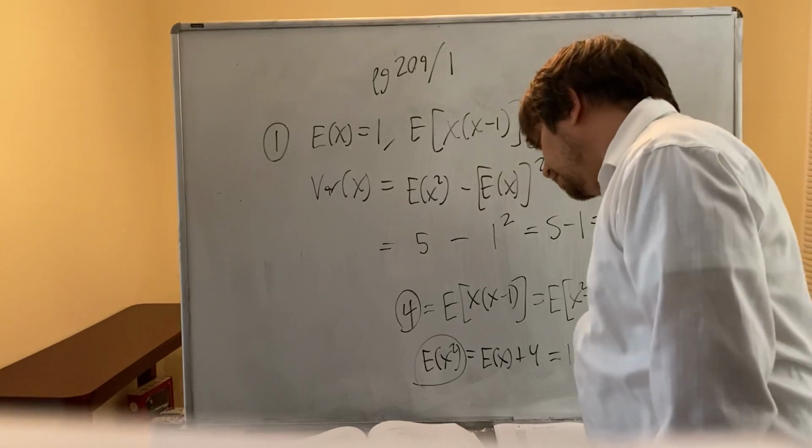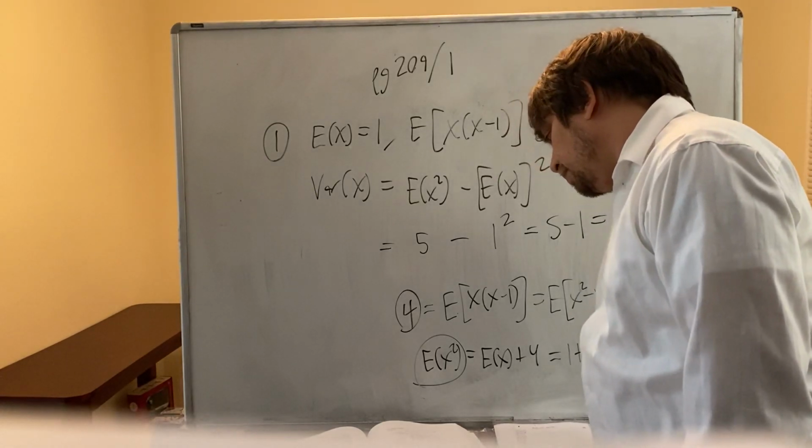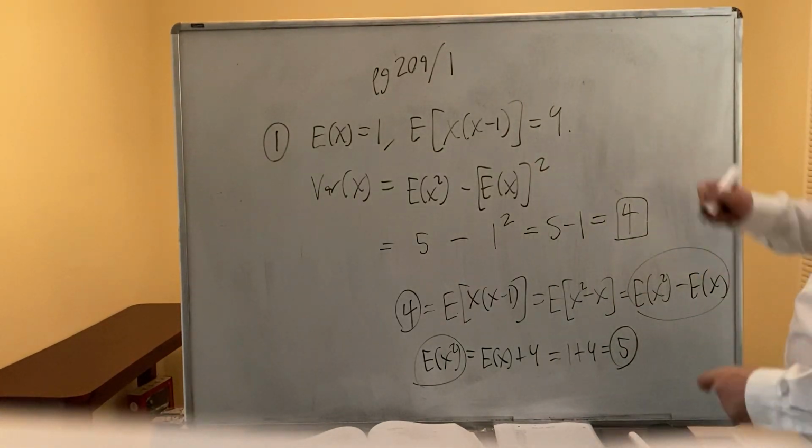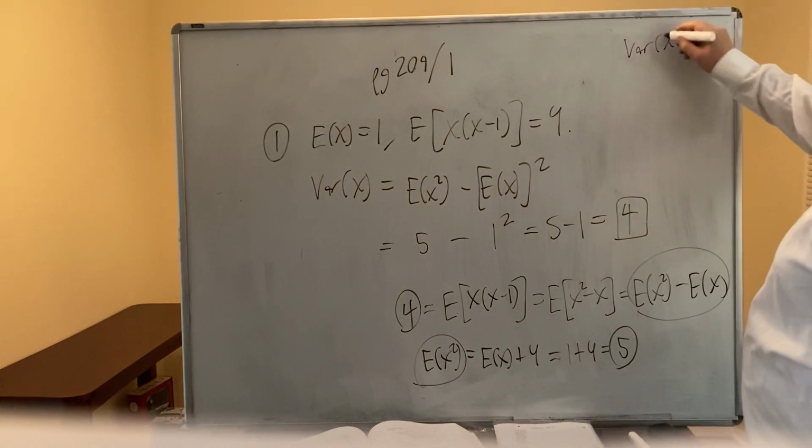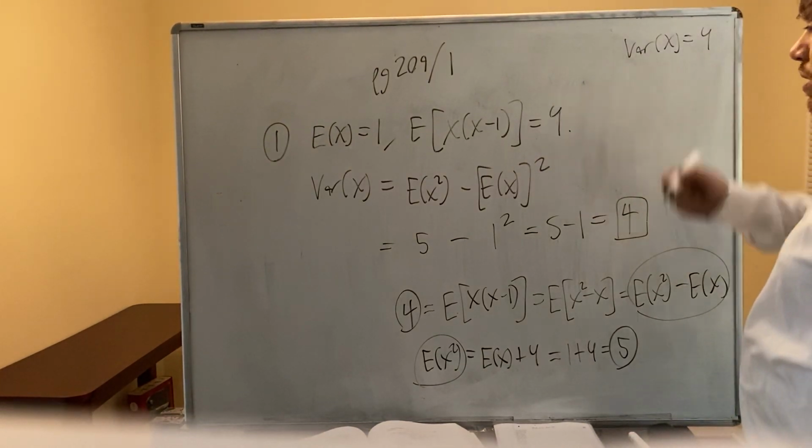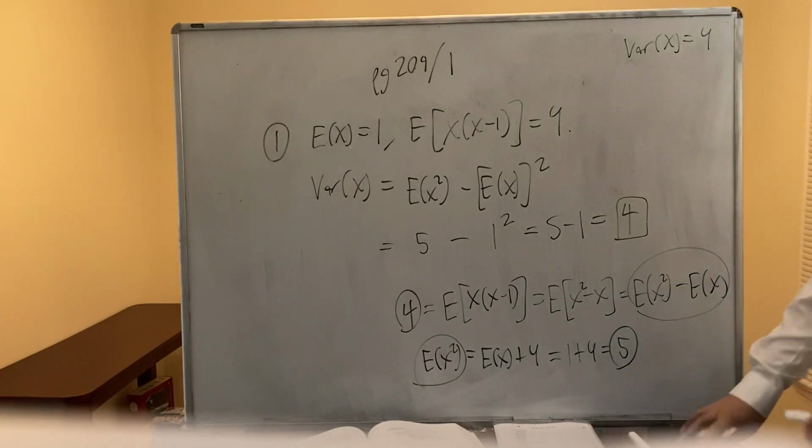Okay, so we have that the variance of x is 4. So I'm going to write this over here so don't forget. Okay, now let's find something else.